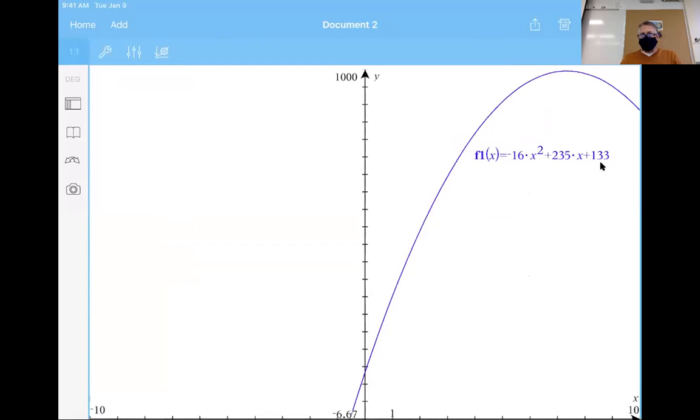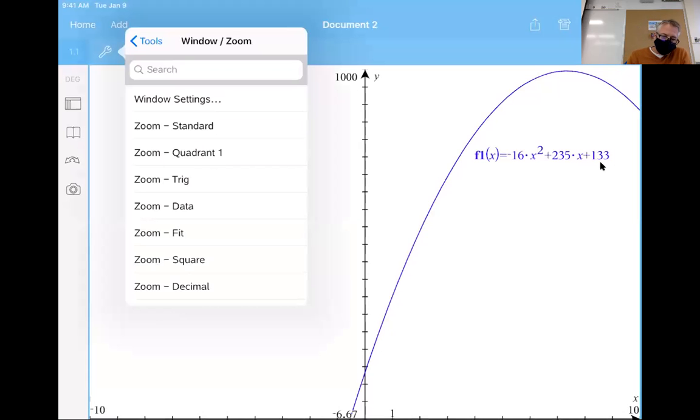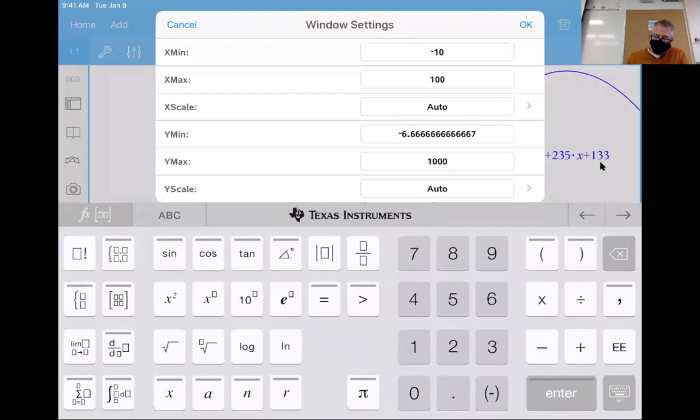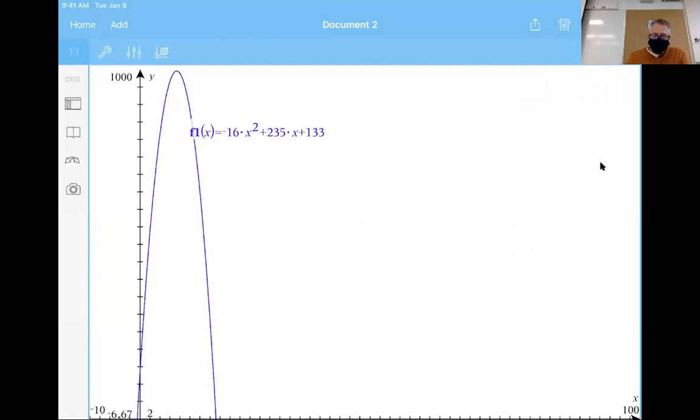But now I need to extend my window off to the right because I don't see the right side of the graph. So that's extending my X maximum because I need my X's to go higher than 10. So I'll go back to the toolbar, go to my window settings, and I need to increase my X max, and I'm just going to put a 0 on the end. All right, so here is my upside down parabola. So now I have the picture that I expected.